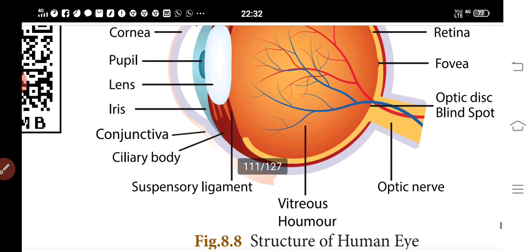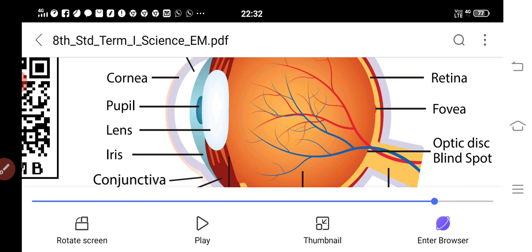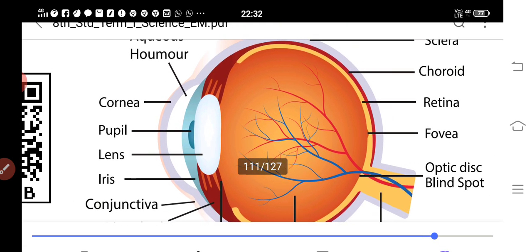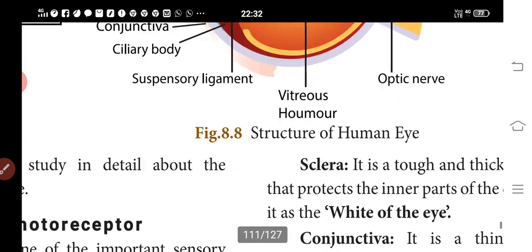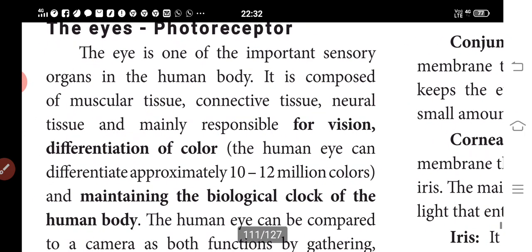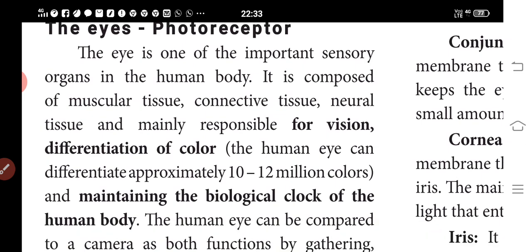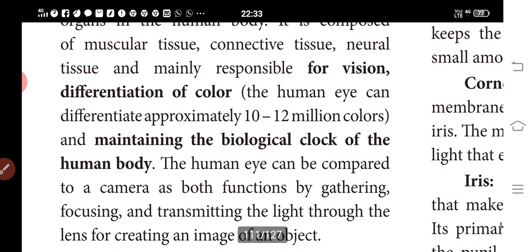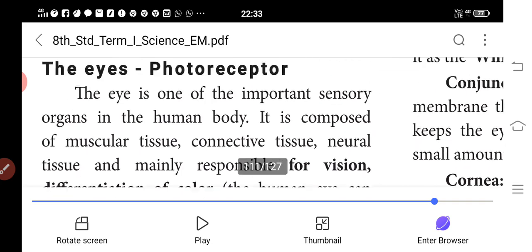So next we discuss the eye. A very important part is the eye. The eye is a photoreceptor. The eye is one of the important sensory organs in the human body. It is composed of muscular tissue, connective tissue, and neural tissue. It is mainly responsible for vision and differentiation of color. It also maintains the biological clock of the human body. The human eye can be compared to a camera, as both gather, focus, and transmit light through a lens to create an image of an object.